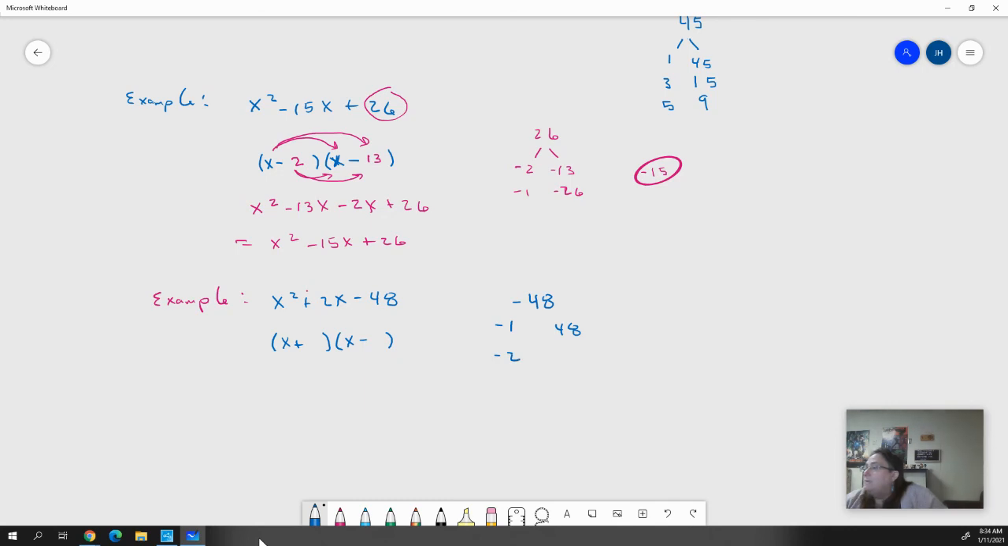I have negative 2 times 24. I have negative 3 times, how many times does 3 go into 48? 16. Negative 4 times 12. And I'm looking at these and asking, have we gotten any that equal 2 yet when I put them together? And I don't see it, so I've got to keep going. What else do we got? We got negative 6 times 8. Well, that one's going to give me 2. If I go minus 6 plus 8, I get positive 2. So I know these are my factors. My 8 is the positive. My 6 is the negative.